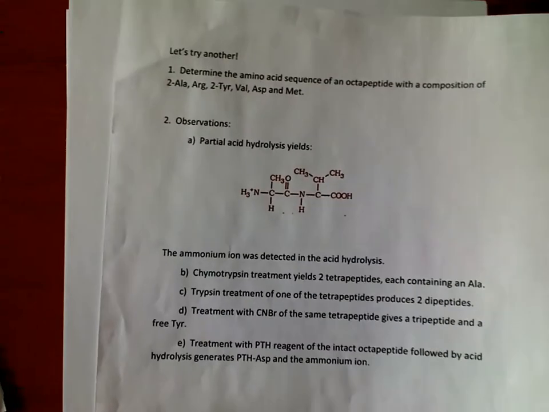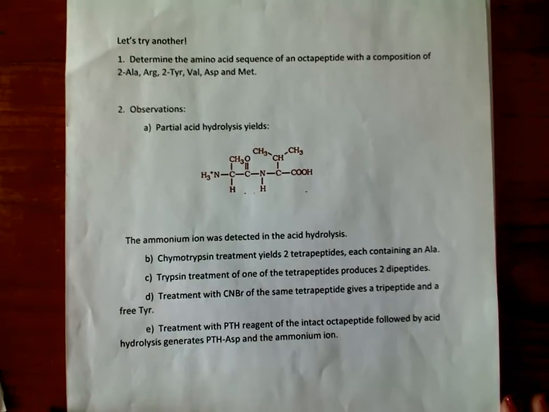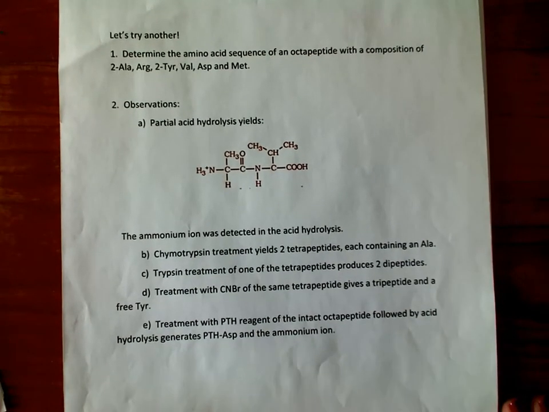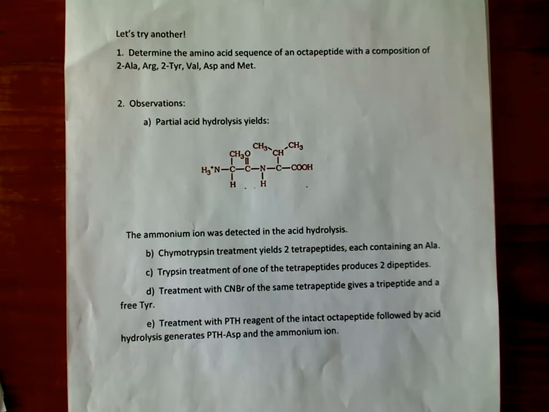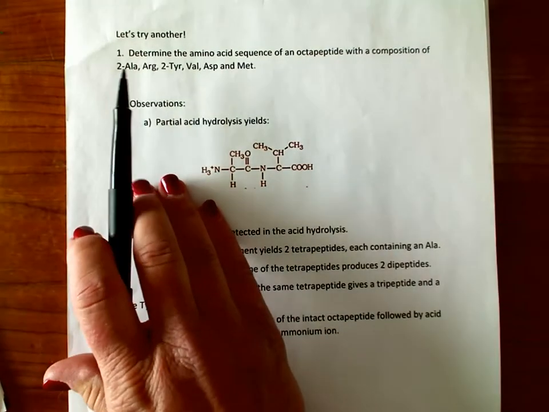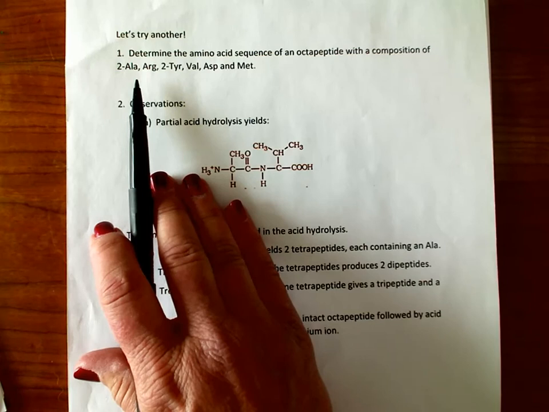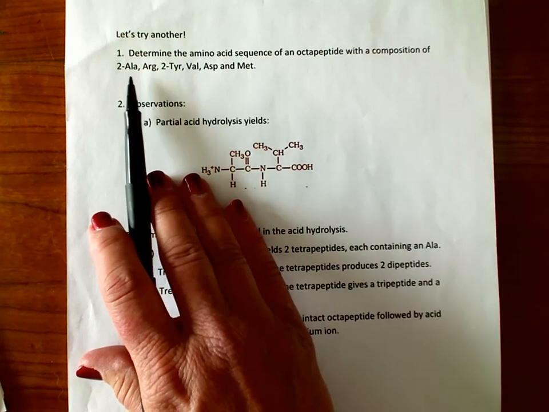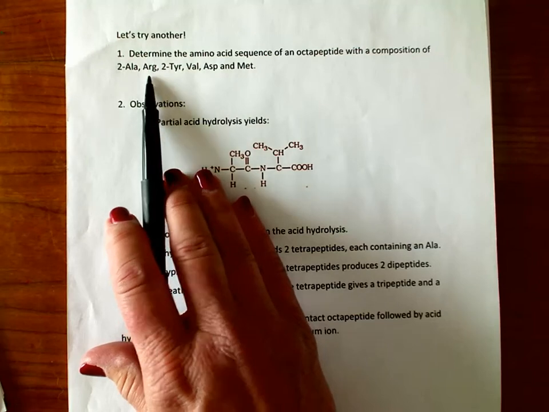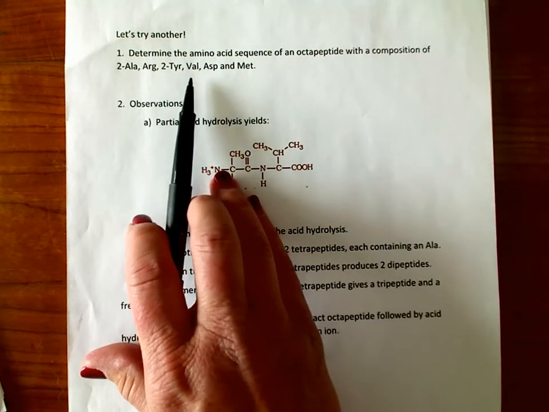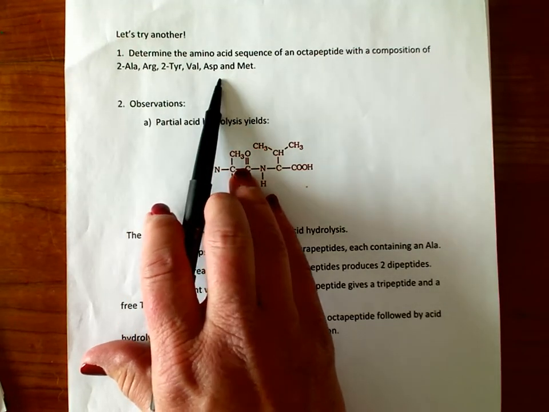So the second one I have here is an octopeptide. So we have a total of 8 amino acids. The composition is given to us. Again, this is not sequence, but the identity of the amino acids that are present. 2 alanine, an arginine, 2 tyrosine, valine, aspartate or aspartic acid, and methionine.